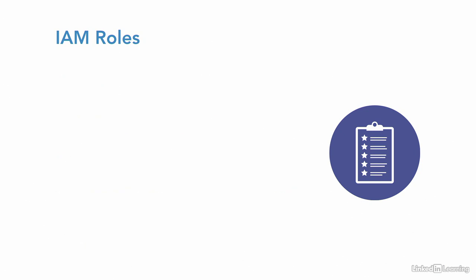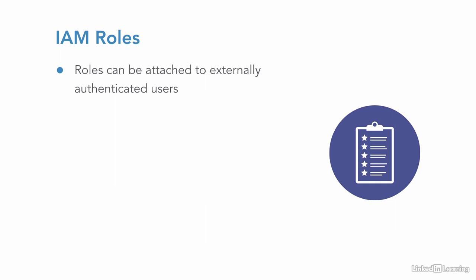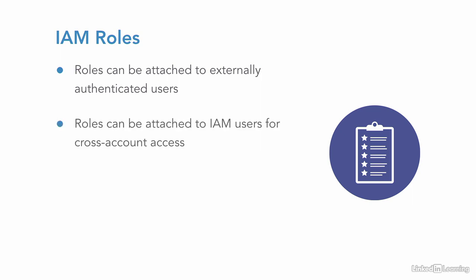So the use of roles could be for an externally authenticated user. That user needs access to something at AWS, and they've authenticated at work. When they want to access the AWS resources, their credentials that they used at work are verified with a copy of their credentials stored at AWS. Everything checks out. You're assigned a role, which is a set of permissions for temporary access for a period of time. Roles can also be attached to IAM users to allow for cross-account access.